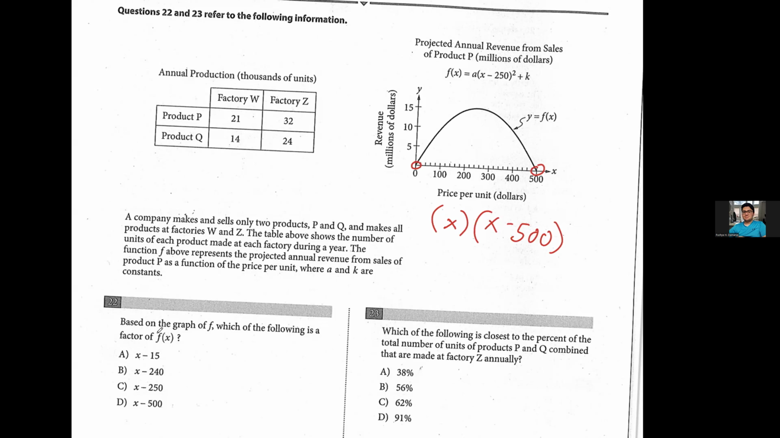So which of the following is a factor of x? X minus 15, no. X minus 240, no. X minus 250, no. X minus 500 is a factor. So the correct answer is choice D.